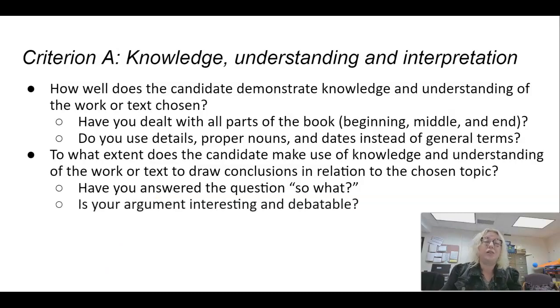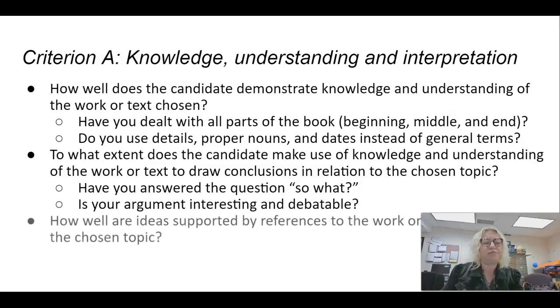Also, is your argument interesting and debatable? If you have an argument that is not debatable, in other words, no one would say, hey, I don't see it that way, I see it this way. That means that the argument is not really an argument. Okay? So you want it to be debatable, you want it to be interesting enough that somebody could take an opposing opinion, an opposing side, and potentially argue an opposing side.